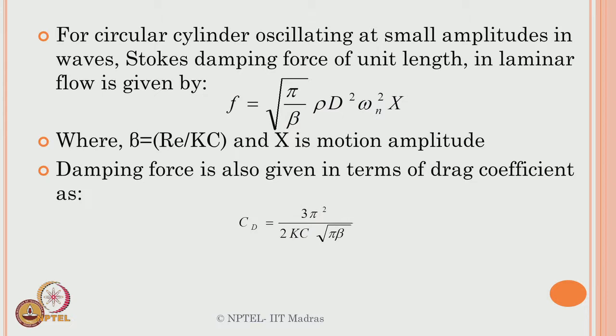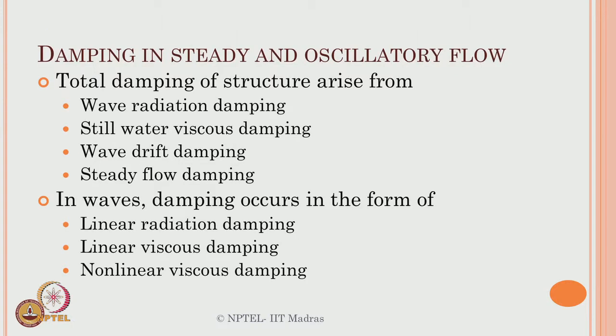The damping force is also given by a drag coefficient, where CD is not the drag coefficient here, it is actually the damping coefficient, given by 3 pi square 2 k C pi beta. So, these are two alternative methods by which one can work out the damping force per unit length of the given member, which includes the hydrodynamic damping arising from the member. If we talk about damping in steady and oscillatory flow, the total damping arises from different sources. For example, it can be wave radiation damping, still water viscous damping, wave drift damping, or steady flow damping.